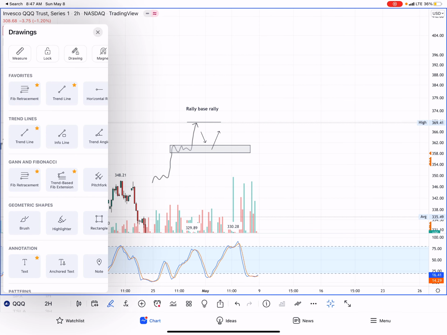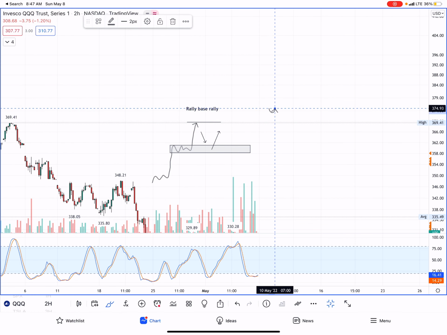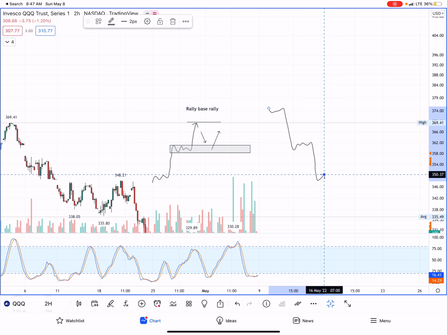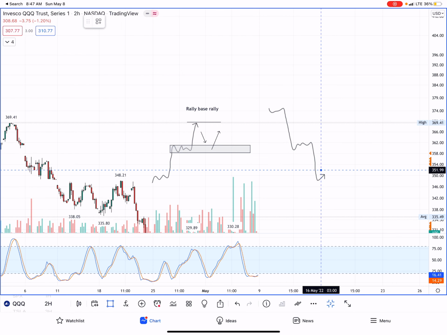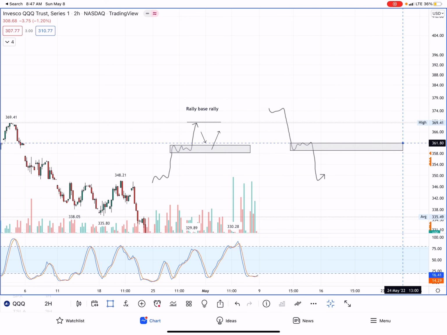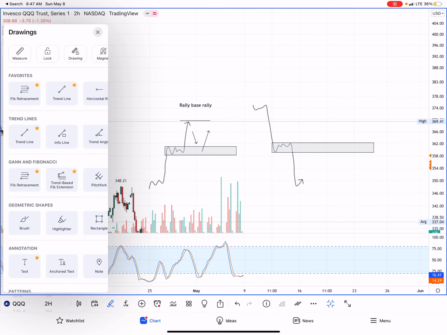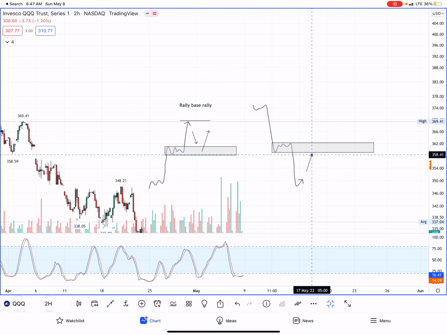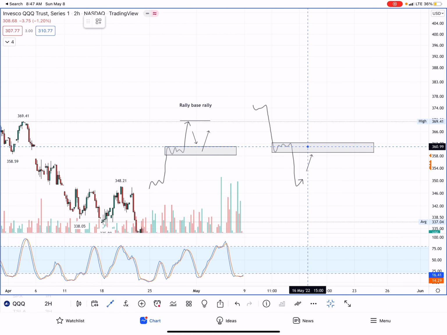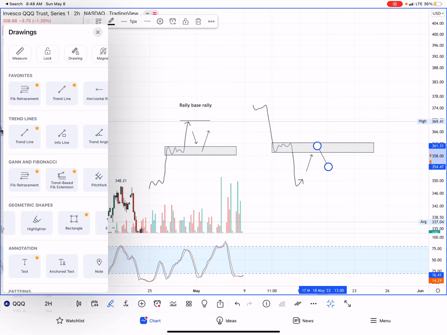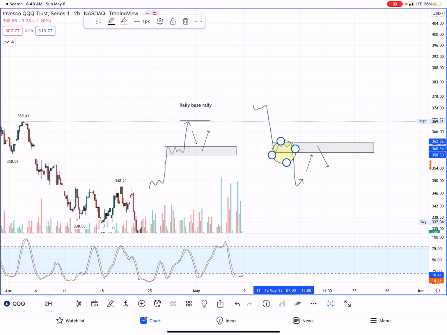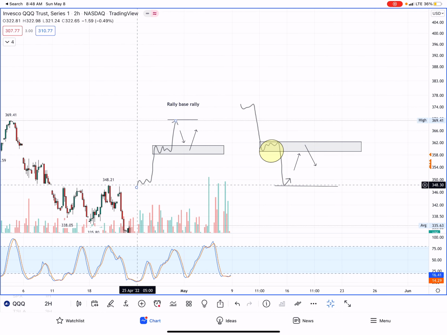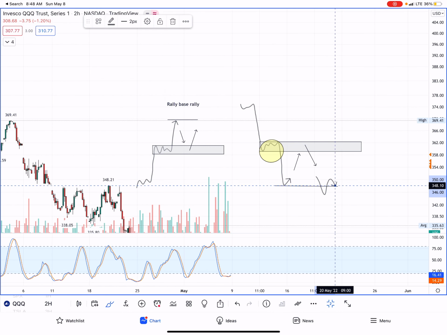On the flip side, we have our drop, base, drop. Market's trending, we drop, we pause, drop again. So again, I'm not going to chase the flush. I'm going to wait for the bounce back into the imbalance, which happens preferably sooner rather than later. And I would take my entry in the level, looking for a test and break of the prior move down, assuming trend continues.